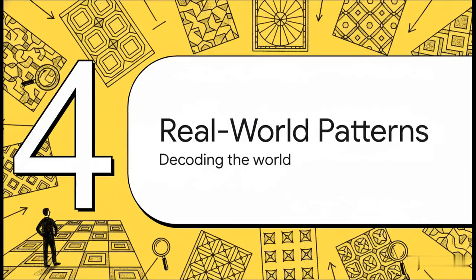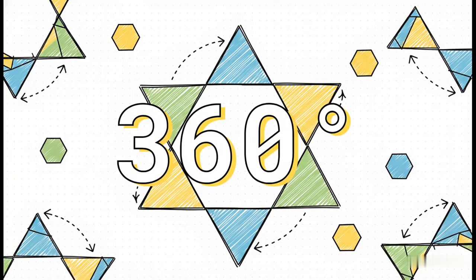Okay, so now you know the 3 basic moves. You've got the toolkit. And this means you can stop just seeing patterns and start reading them. You can actually decode the designs all around you, from the floor you're standing on to the art on the wall. Let's take a classic example you see everywhere.